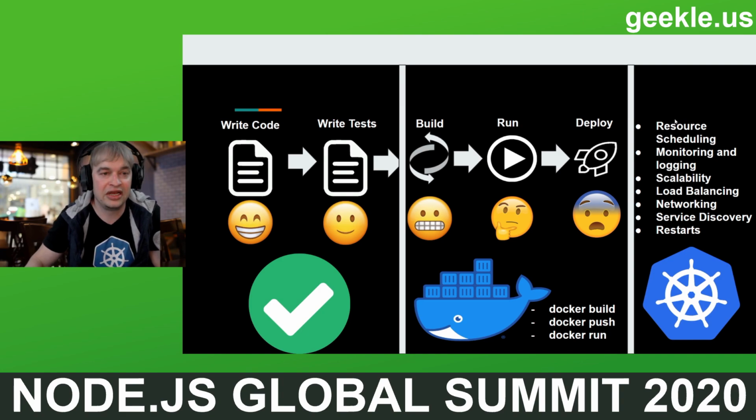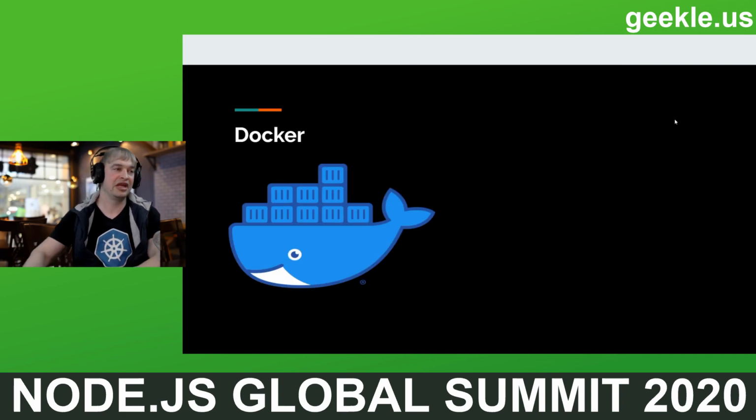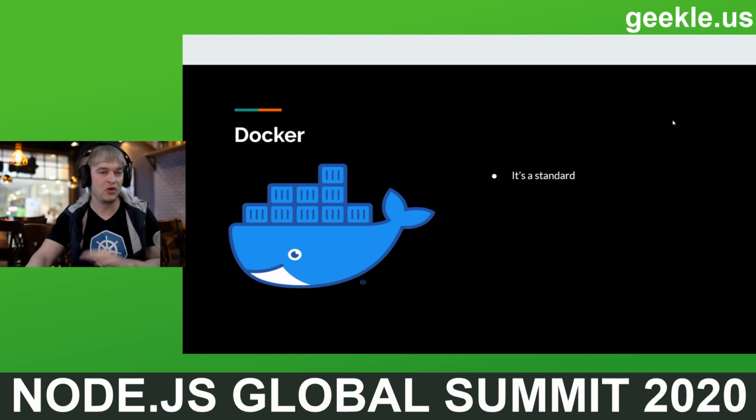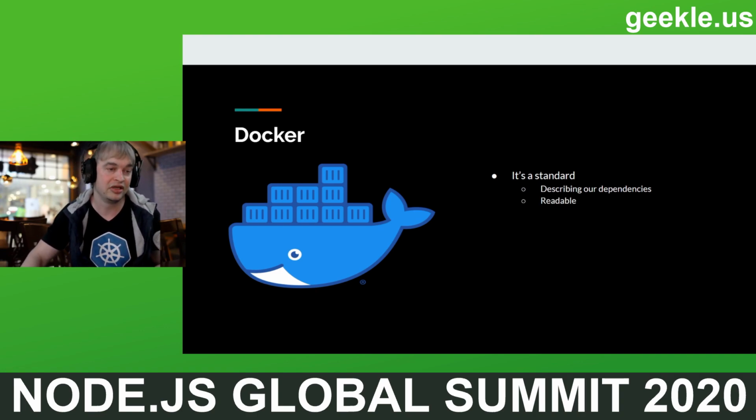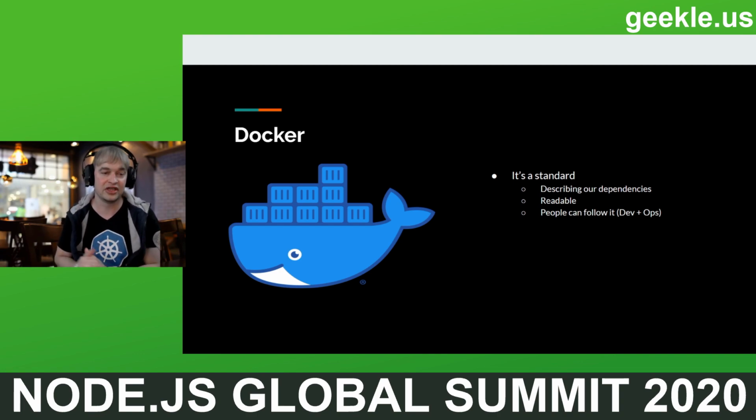So that is Kubernetes. Now, before we get into detail of Kubernetes, let's take one little step backwards quickly and talk about Docker. From what we've seen now, Docker becomes a standard. It's one way to build, push, and run applications. It describes our dependencies. So as an ops person, I don't have to go and find out who I need to talk to figure out what is installed in this application to make it work. I can just look at the Dockerfile and see exactly what dependencies the developer needs. It's readable. It's also easy to follow.